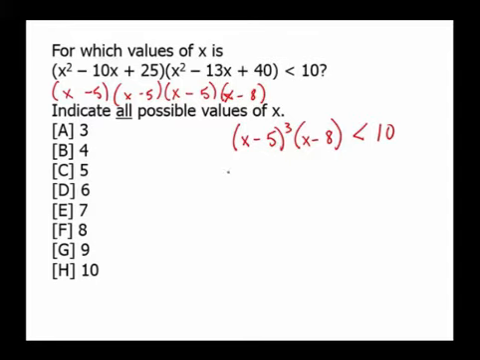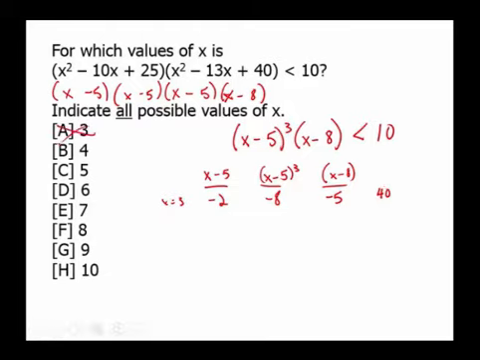So for x equals 3, let's make a little column here. x minus 5 cubed, x minus 8. So for x equals 3, we'd get negative 2 cubed is negative 8 times negative 5. Product is positive 40. Greater than 10 doesn't work. x equals 4. We'd get negative 1 cubed is negative 1 times negative 4. Negative 1 times negative 4 is 4. That does work. If we plug in 5, we get 0. 0 is less than 10.